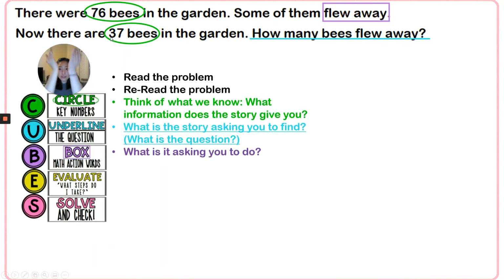So again, you have 76 bees. Think of this as your garden. Some of them flew away, and now you only have 37, but how many flew away? What does this remind you of? Every time I do a put together like this, it's usually a whole. These are your parts. So how are you going to show that?